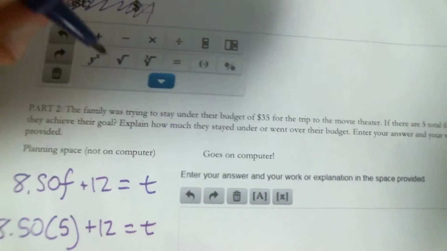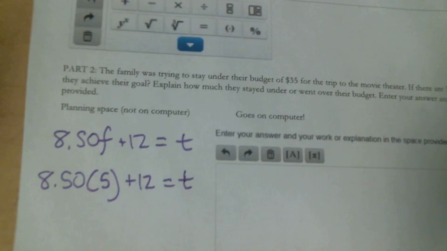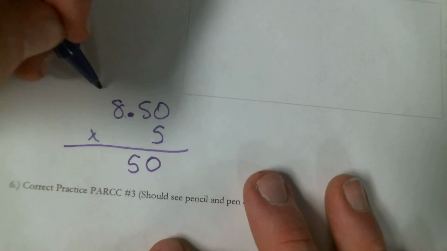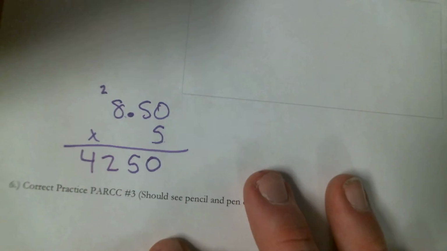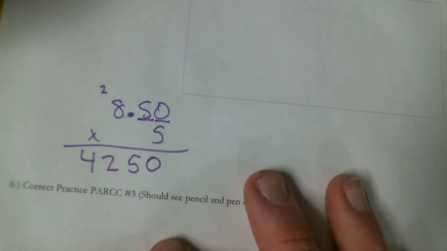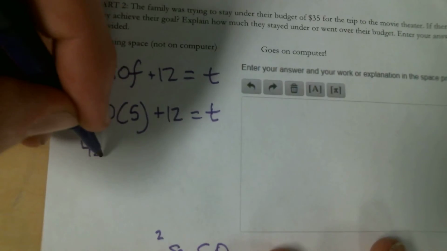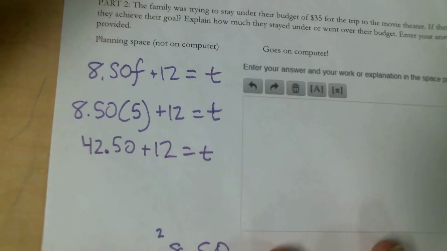Make sure you had this part done before you work on it right now. So I've got to do $8.50 times 5 to start with here. So I might need to actually work that out. $8.50 times 5. I know 5 times 0 is 0. 5 times 5 is 25. 5 times 8 is 40. Add 2 is 42. If I have 2 decimal places total in my problem, none down here, I move 2 over in my answer. So it looks like I've got $42.50, but I still have to add the 12 for my popcorn.